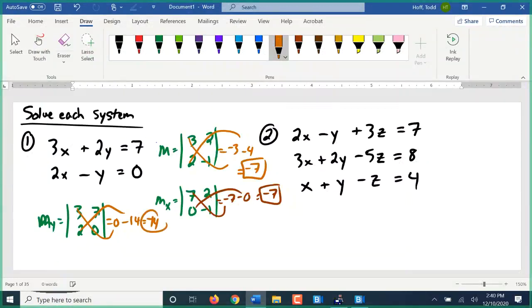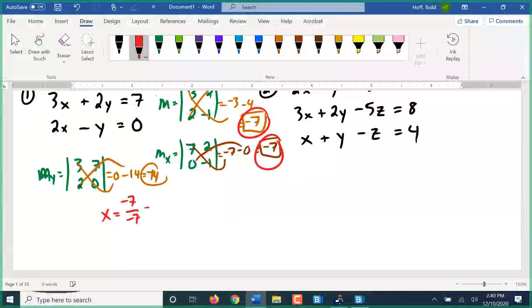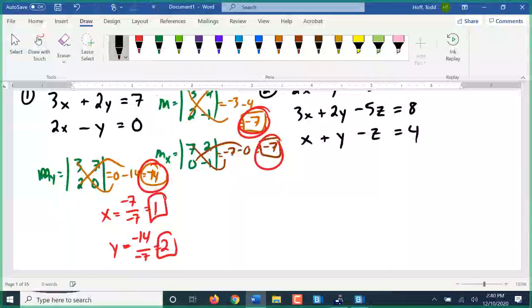So now for our values, X is negative 7 over the base of negative 7, which is 1. Y is negative 14 over the base of negative 7, which is 2. So the solution to this system is 1, 2.